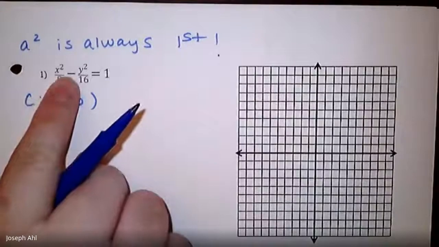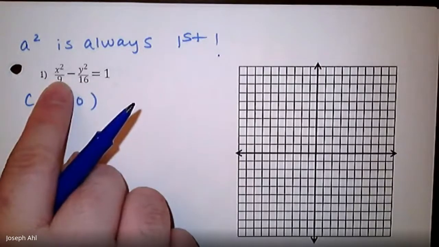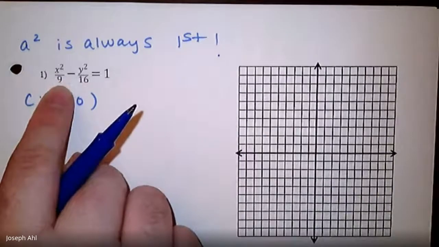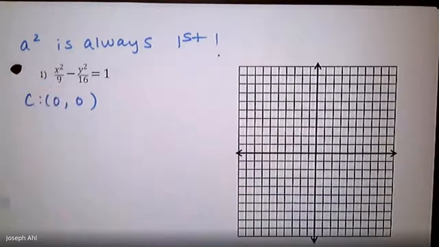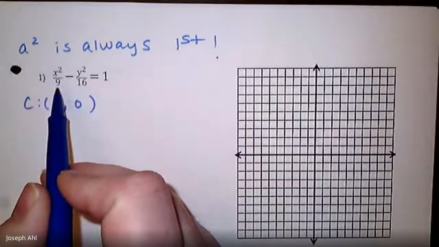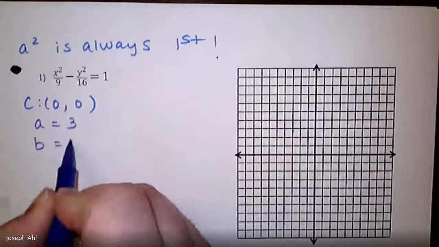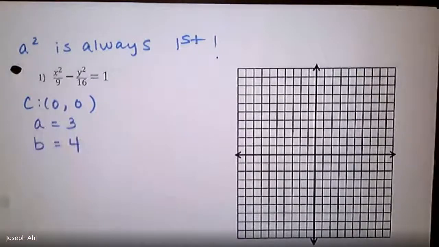If this was a plus sign to make it into an ellipse, we would have said A squared is 16, because we are so used to saying, oh yeah, A is the bigger number. But if I look at this, I know that according to those two standard forms that we just looked at a second ago, A was always in the first denominator, no matter what. So I know that A is 3 and B is 4. It's a little bit tough for us to get used to that because we're so used to A being the largest, not necessarily true anymore.